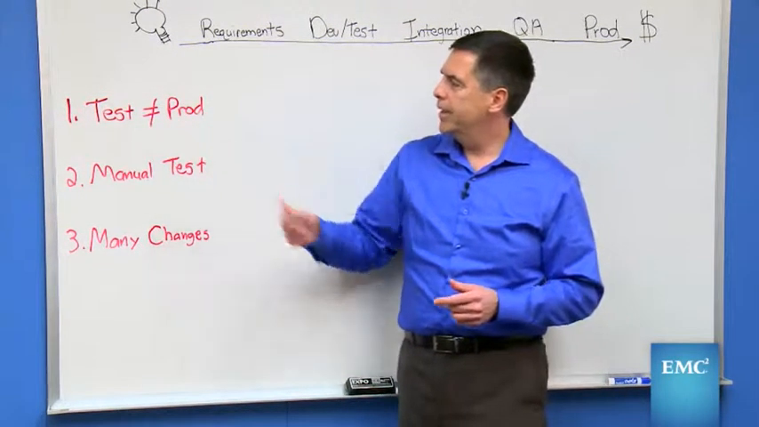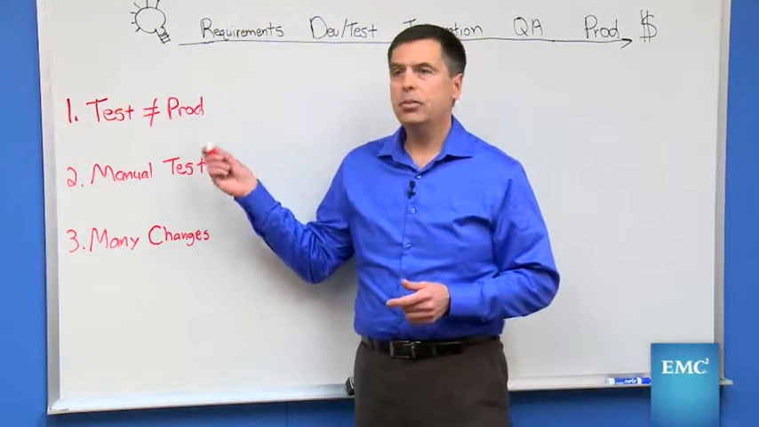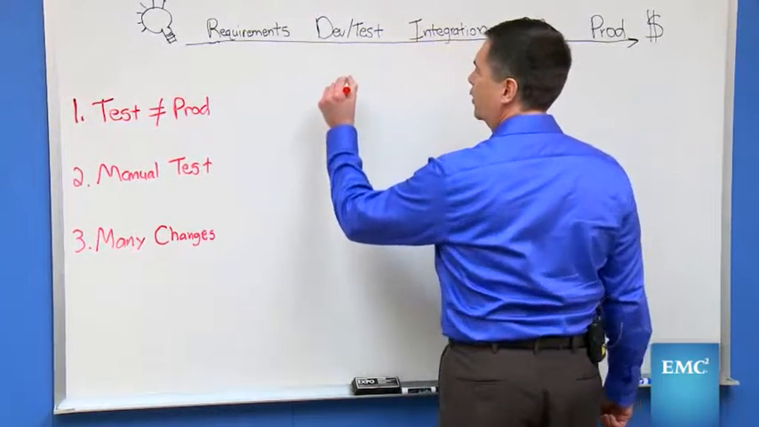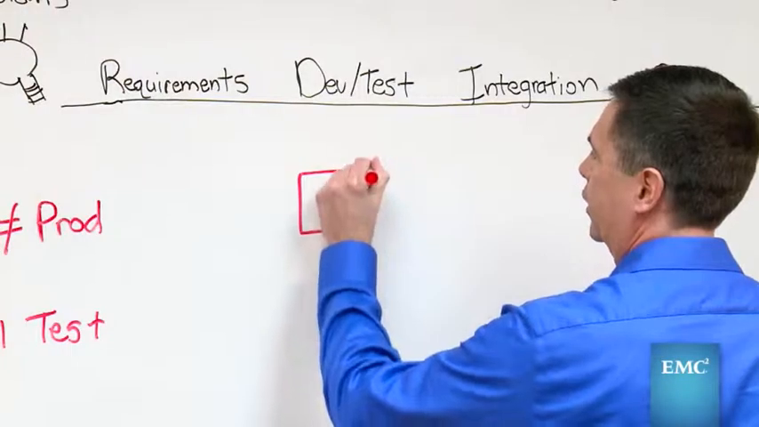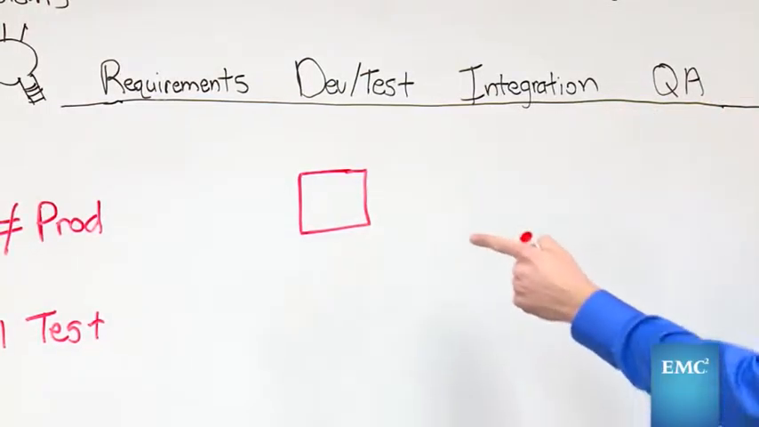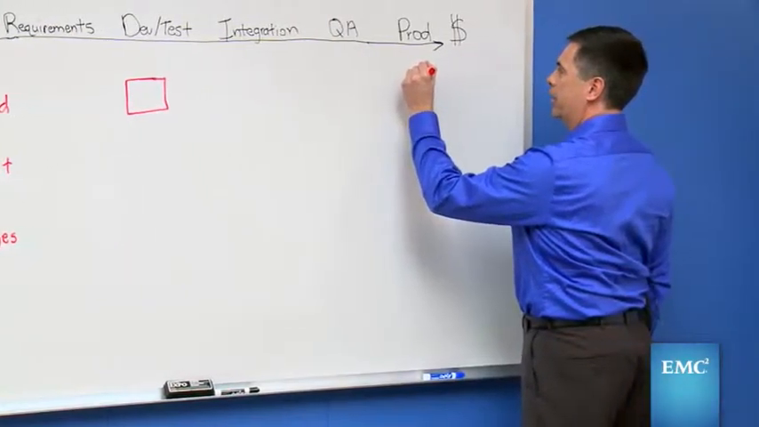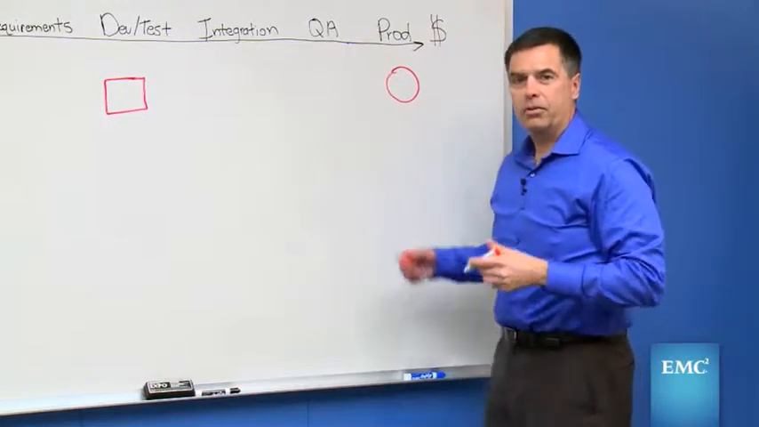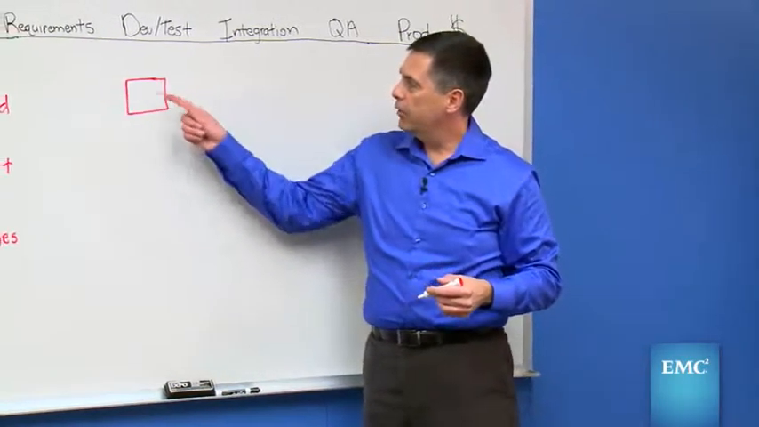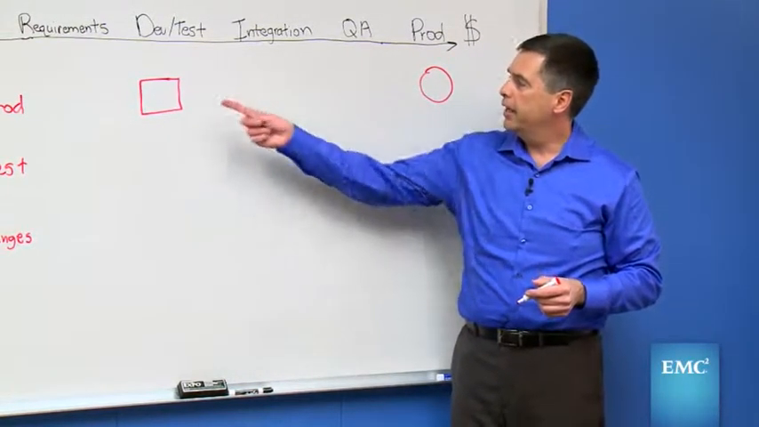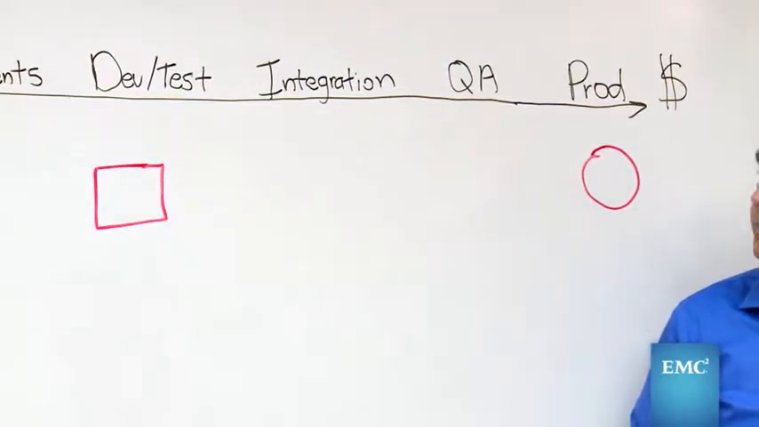The first reason is that test does not equal production. So developers are developing in an environment that looks a certain way, but when the application is actually delivered into production, the environment is very different. Thus, there are a lot of changes that need to occur in the environment in order to get to production.